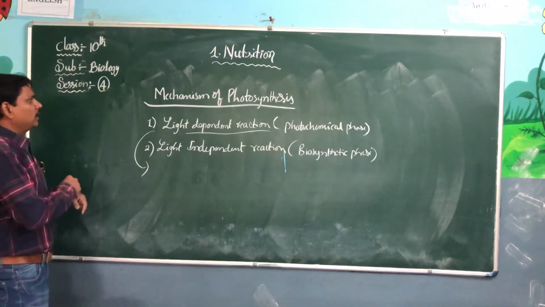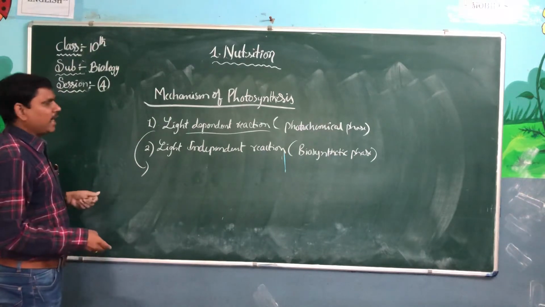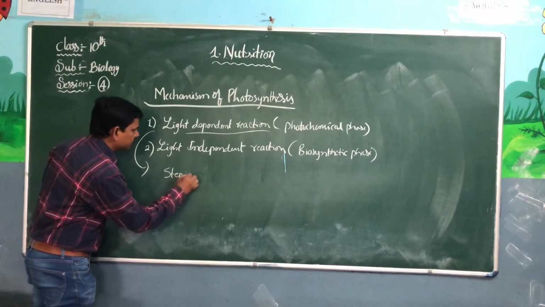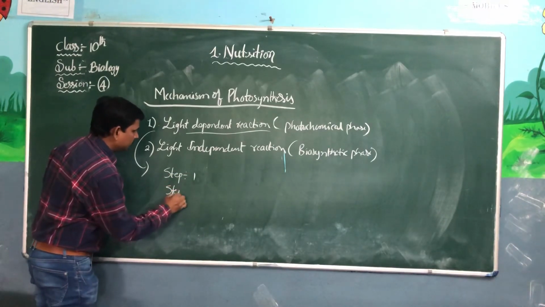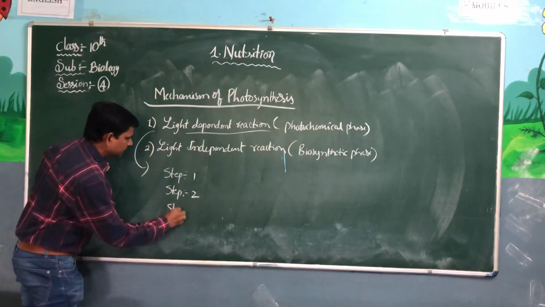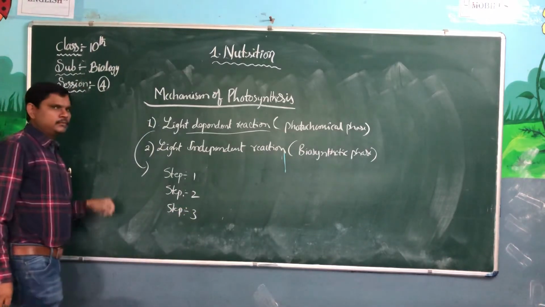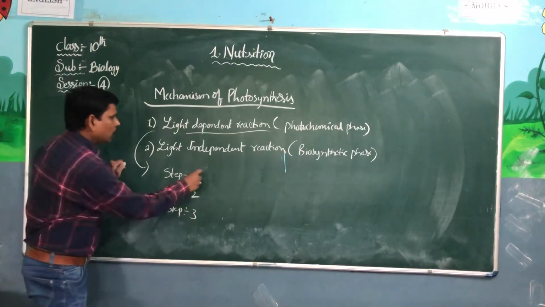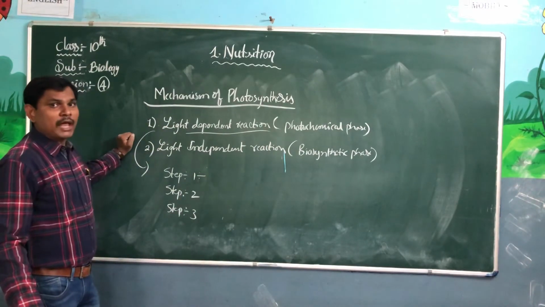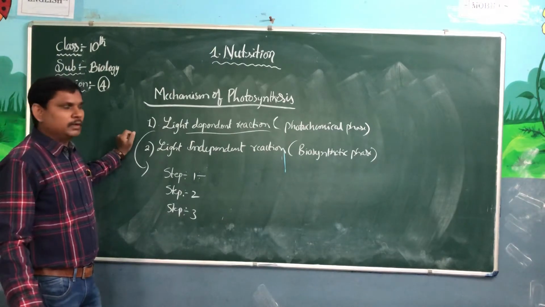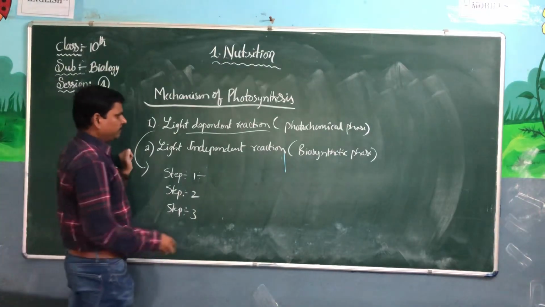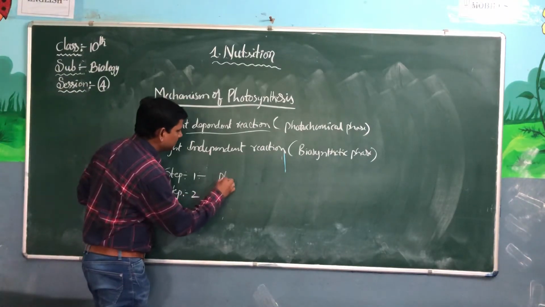In this light dependent reaction, there are three steps. We will simply discuss step 1, step 2, and step 3. What is step 1 first? The chlorophyll is exposed to light energy by absorbing photons.